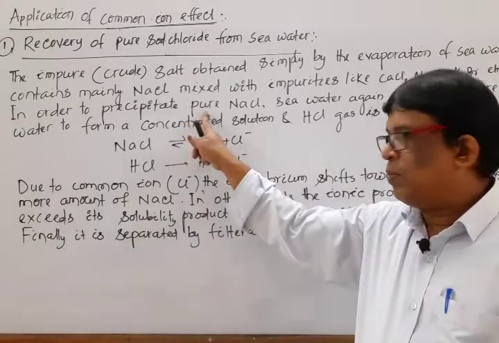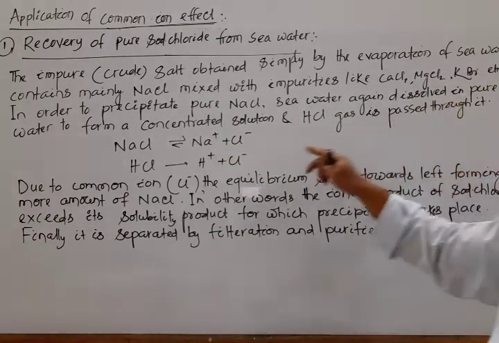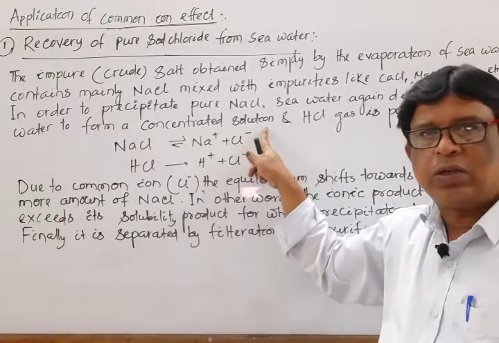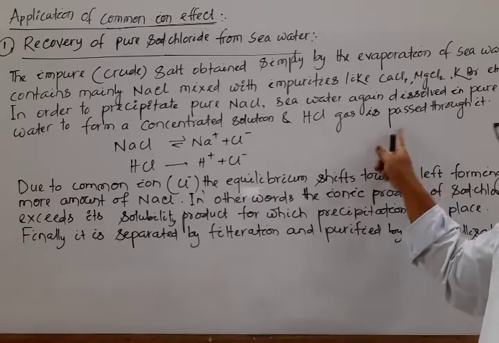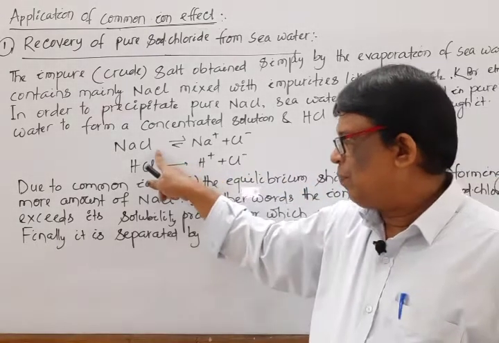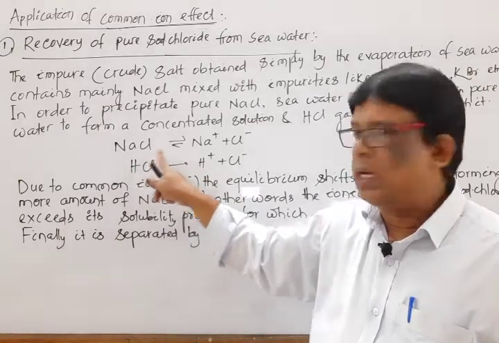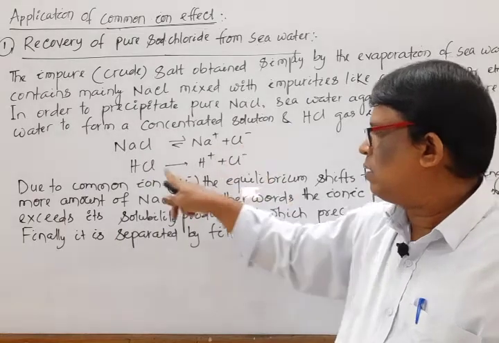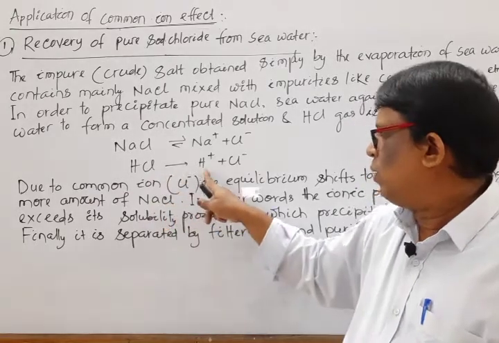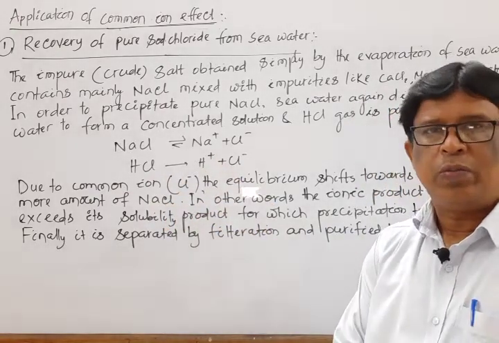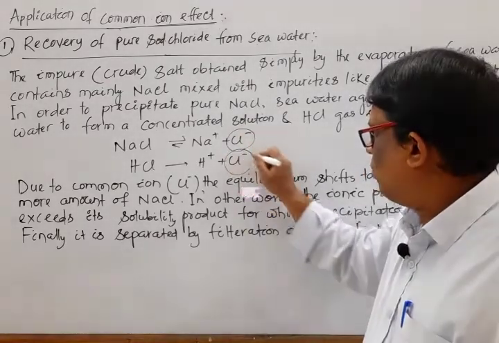So, in order to precipitate pure sodium chloride, the crude salt is again dissolved in pure water to form a concentrated solution, through which HCl gas is allowed to pass. Mark that. Sodium chloride, a weak electrolyte here, dissociates partially to give Na+ and Cl-. HCl is the strong electrolyte, which ionizes completely to give H+ and Cl-. So what we observe here, one ion is common. Mark that, this ion is common.